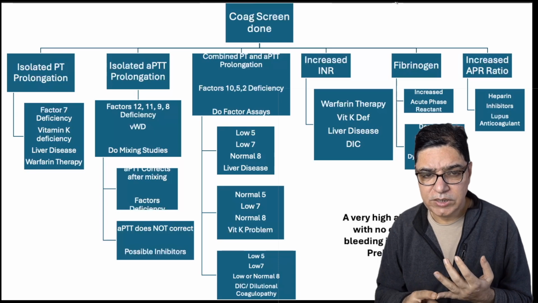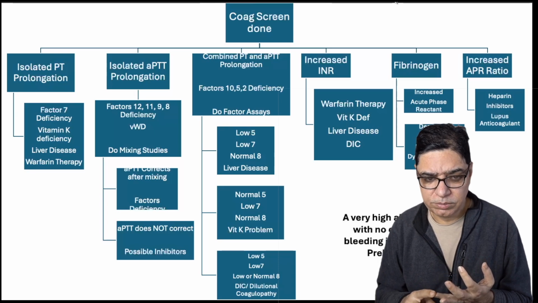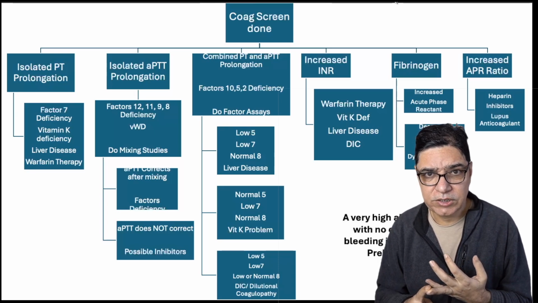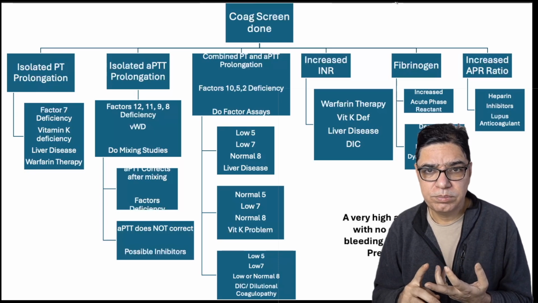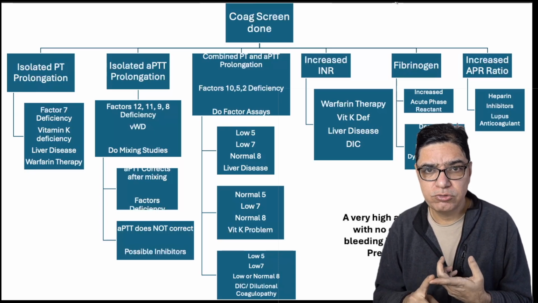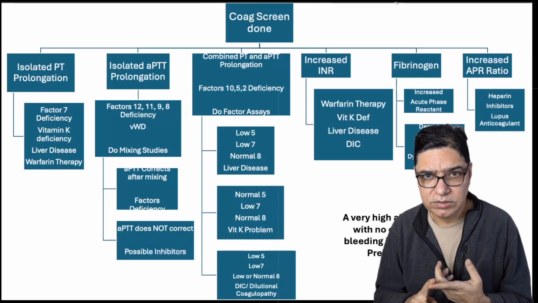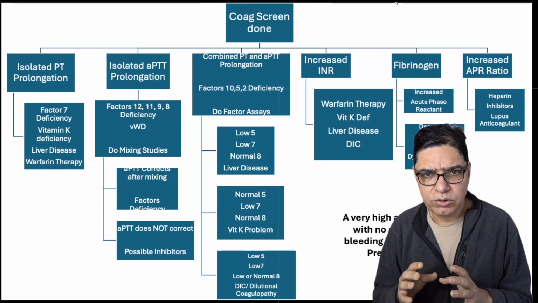You have got the PT, prothrombin time, that is your extrinsic pathway. You've got the APTT, activated partial thromboplastin time, which is your intrinsic pathway. Then you've got the INR, you have got the APTT ratio, and you've got the fibrinogen levels. So you would be looking at all these things.